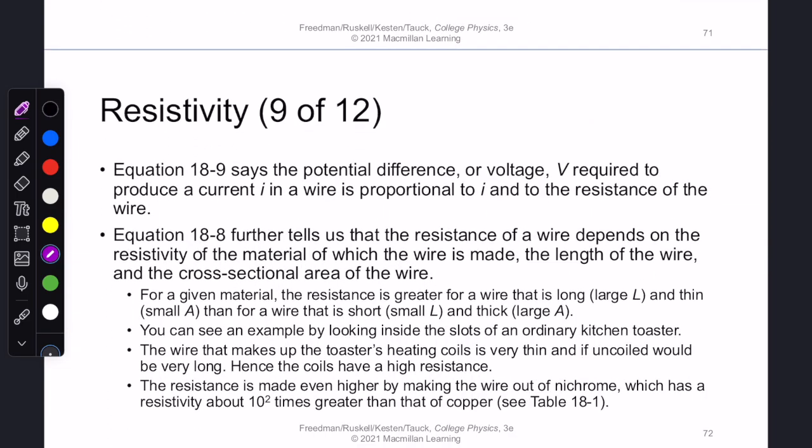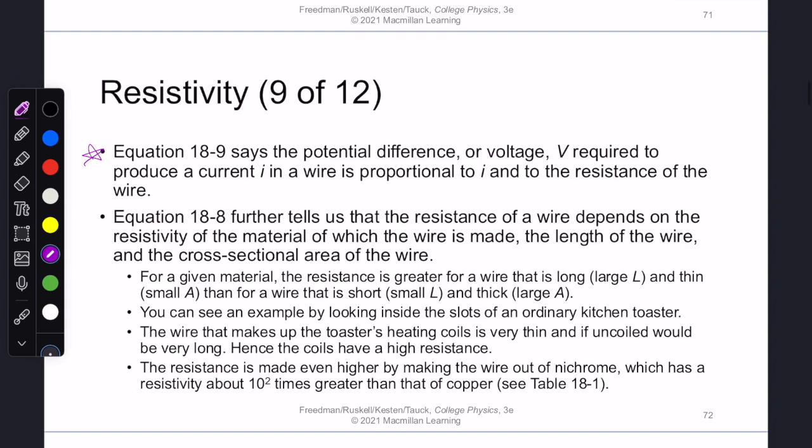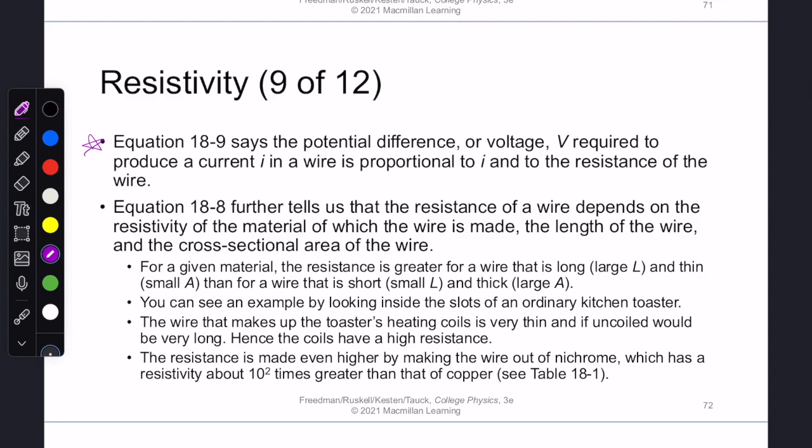So that's exactly what this statement says. The potential difference that is required to produce a current I in the wire is proportional to I and R. What this also tells us, or not V equals IR, sorry, that's R equals rho L over A. What that equation tells us is that the resistance of the material depends on the resistivity, the length, and the cross-sectional area of the wire.